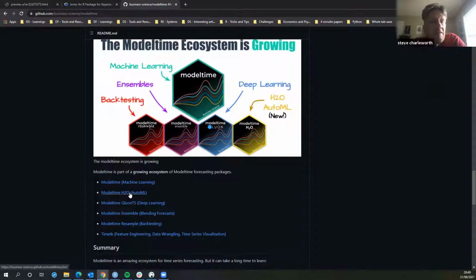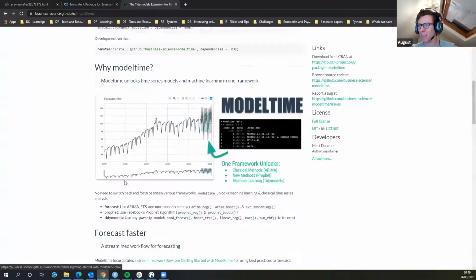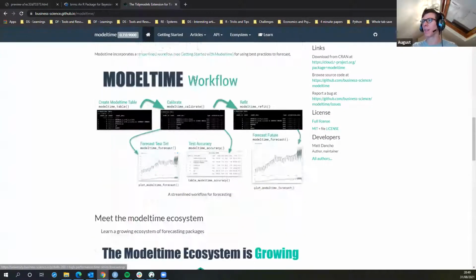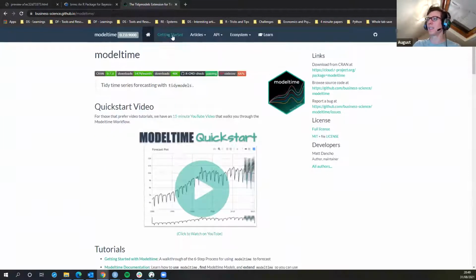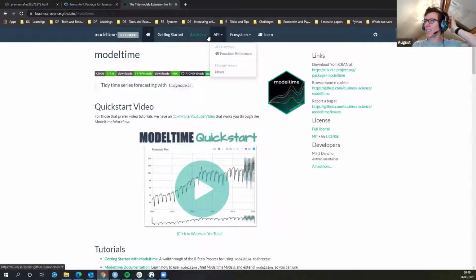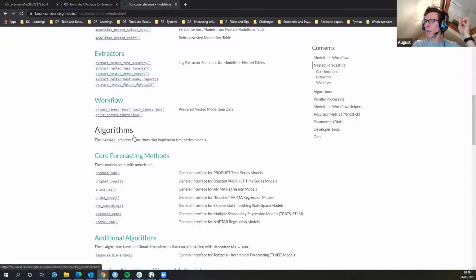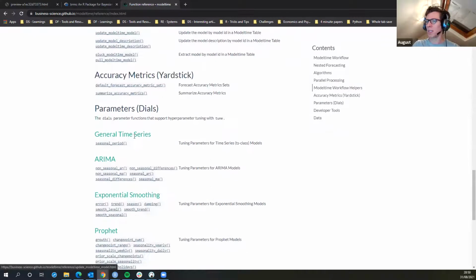That's good. I'm pretty sure it should be in this lot, but where's the search function? Ecosystem, modeltime, time series, back to the thing. API, reference, functions. Might be in that. Bayesian.